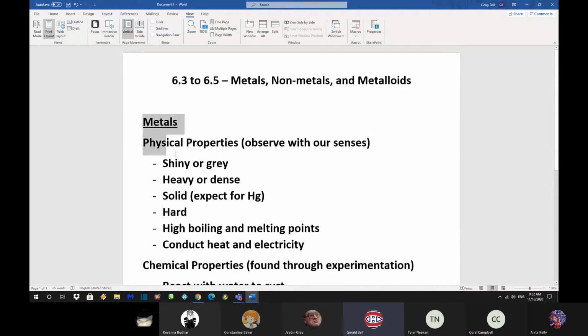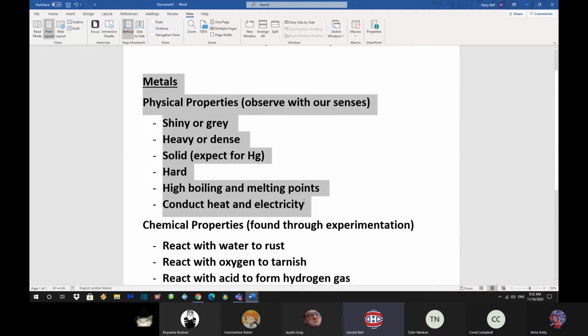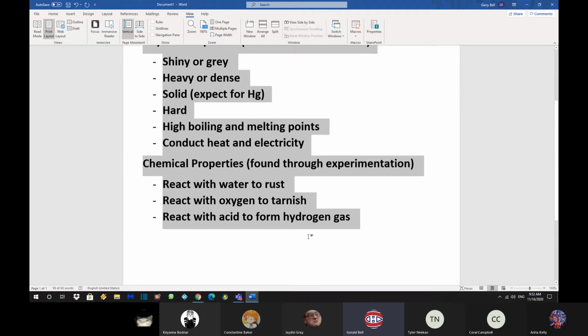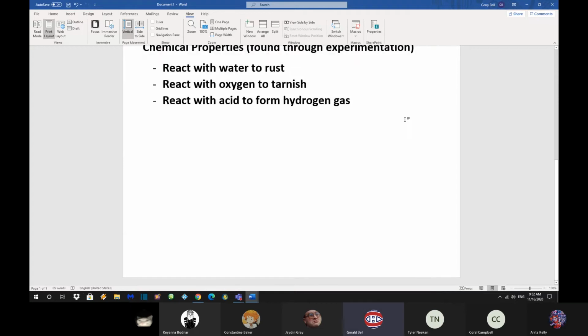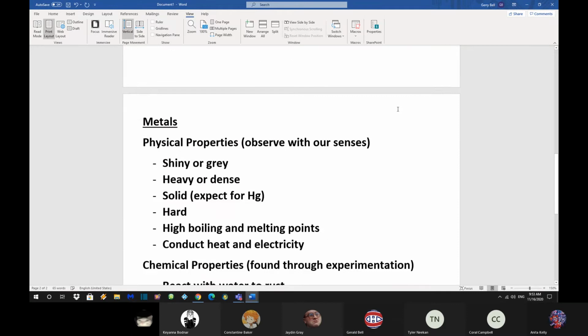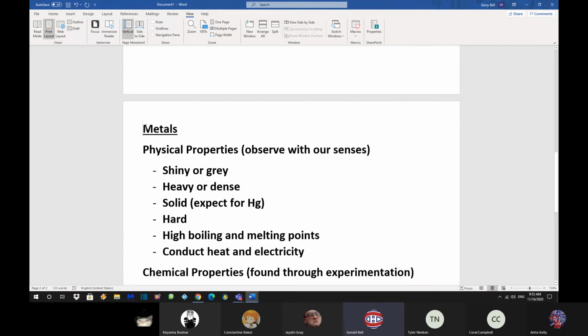Here's what I'll do. I'm going to copy and paste this and then just change it as we go along. That's cheating, but I'm doing it. Okay, so nonmetals. You can write nonmetals, physical properties, and then we're going to change all these ones. We're going to sort of make them opposites.